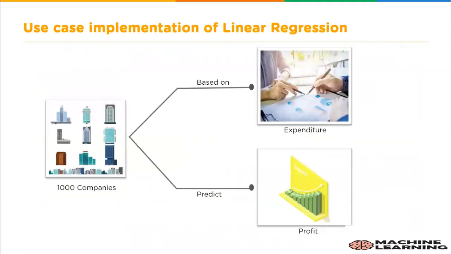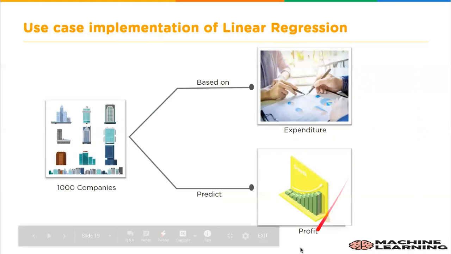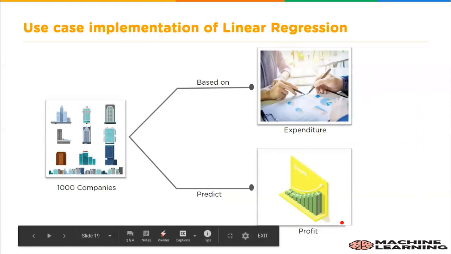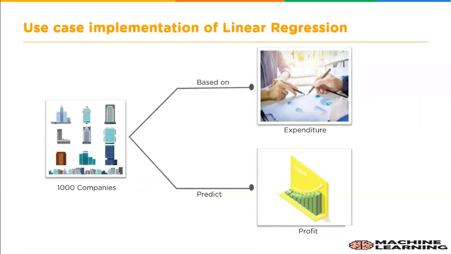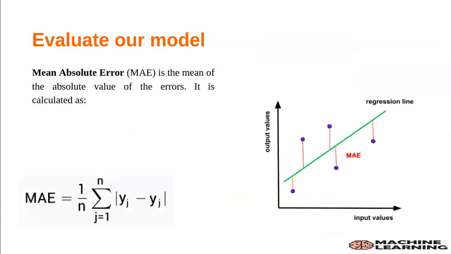So we can have use cases where we predict expenditure or predict profit with linear regression. Keep in mind that when we are going to predict any numerical value, we have a regression problem. When we have any label, like male or female, diabetic or non-diabetic, then we have a classification problem.